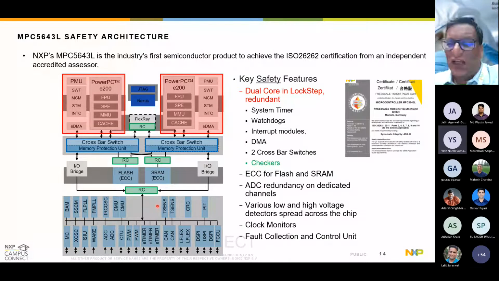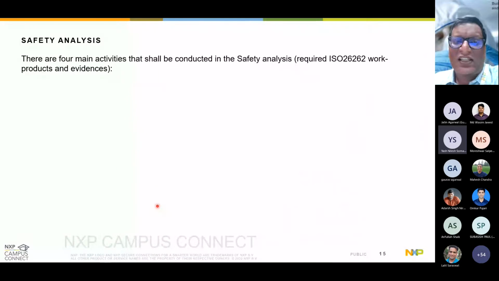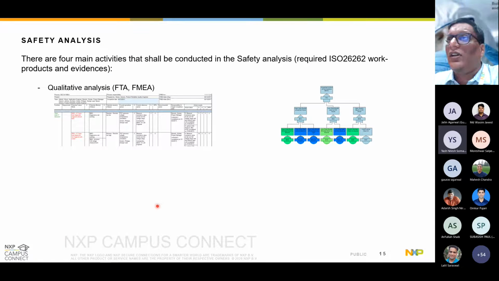Okay, now coming to the safety analysis part. There are four main activities that are performed as part of safety analysis. One is the FTA or the FMEA. As I said, this is a qualitative analysis.